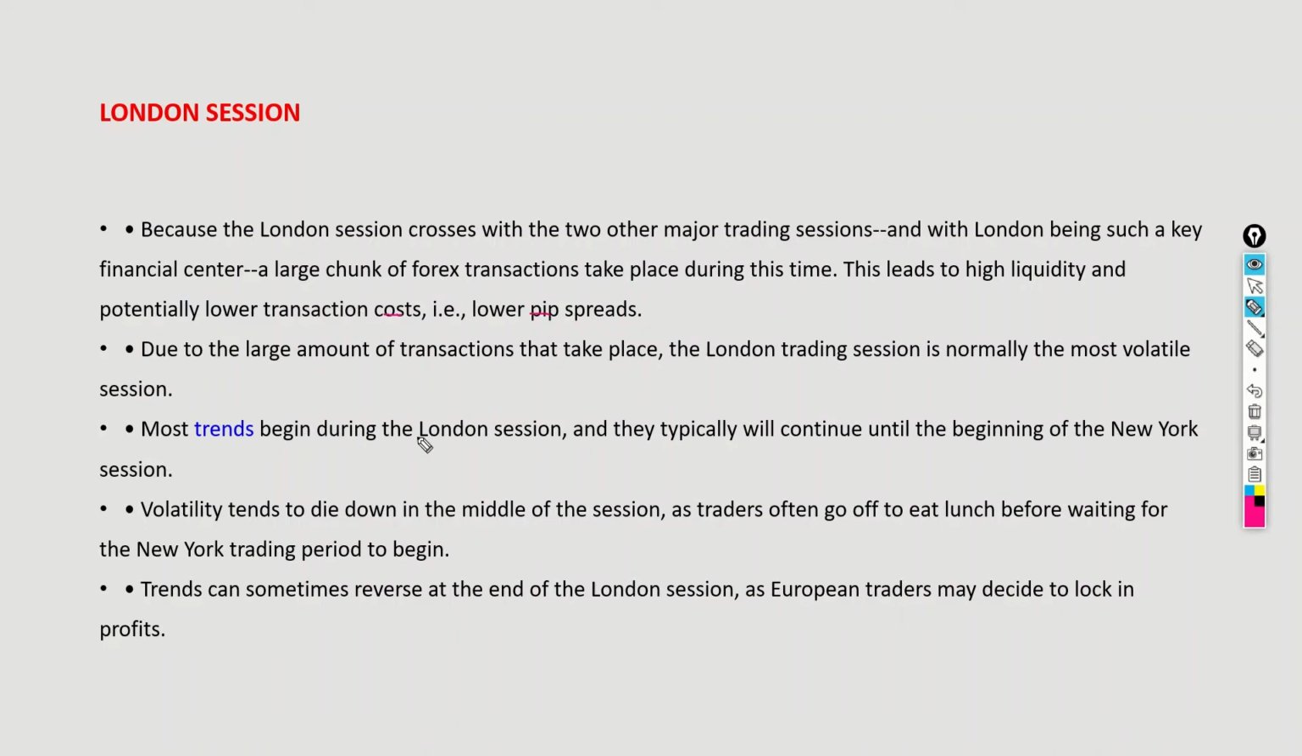So most trends begin during the London session and they typically will continue until the beginning of the New York session. Volatility tends to die down in the middle of the session as traders often go off to eat lunch before waiting for the New York trading period to begin. All right, so trends can sometimes reverse at the end of the London session as European traders may decide to lock in profits. I hope we are still together.